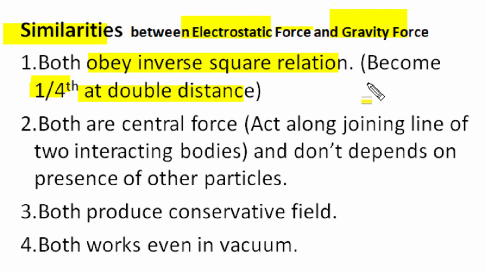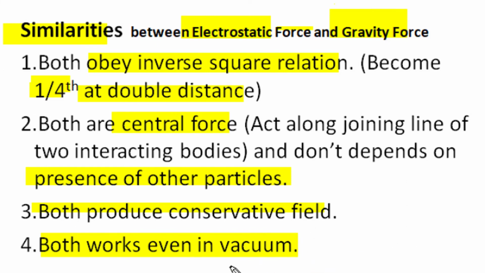Both electrostatic force and gravity force act along the joining line of the two interacting bodies. That means both have a central force tendency, and such central force doesn't depend upon the presence of other similar charges in the surroundings, as it is an interaction of only two bodies. Such central force also configures a conservative field around itself, where the work done in a closed loop is always zero. So both electrostatic force and gravitational force produce a conservative field. Both can work in vacuum without any medium. So this is again a similarity.